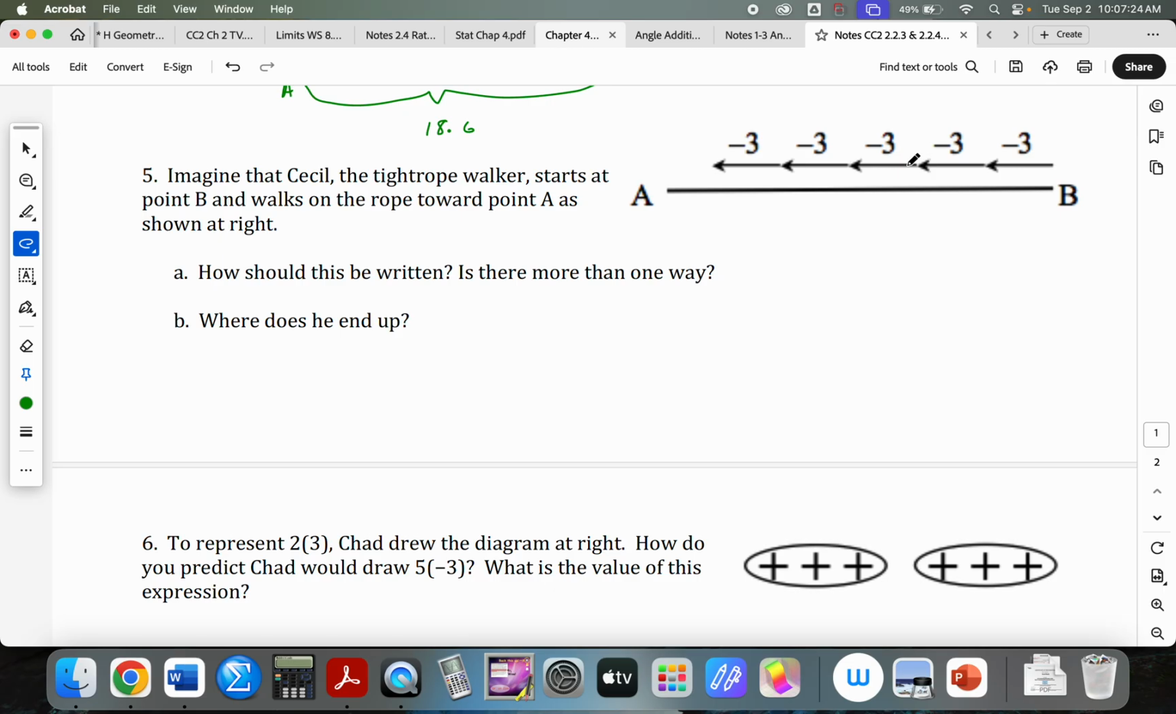All right. So for this one, one way we could write this is that we've got -3 plus another -3 plus another -3 plus another -3 plus still another -3. But I could also write this as, how many -3s do I have? 5. So 5 -3s. In either case, where does he end up? -15.